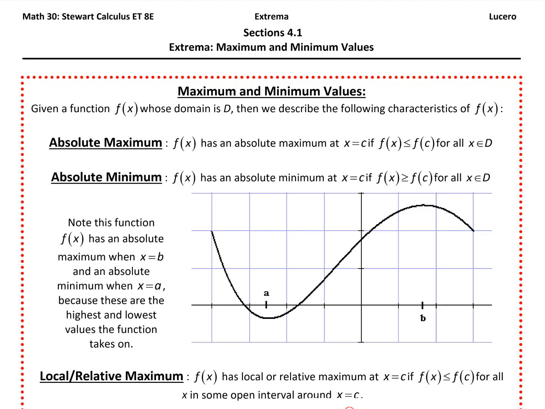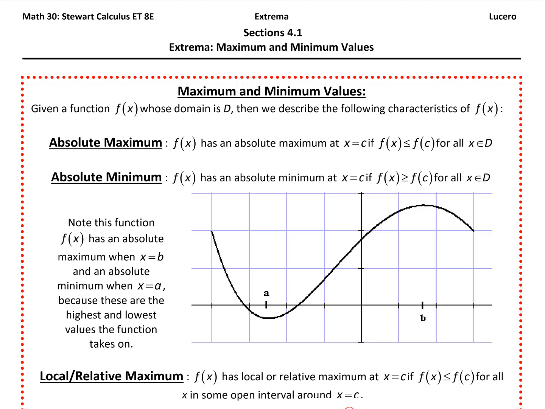So let's start with a whole set of definitions that we're going to use throughout this chapter and throughout our graphing of functions. Let's talk about extreme values, maximum and minimum values of a function, and some specific types of maximums and minimums. Given a function whose domain is D, we define the absolute maximum of the function to be the point where the function is the absolute highest it can be on the entire domain.